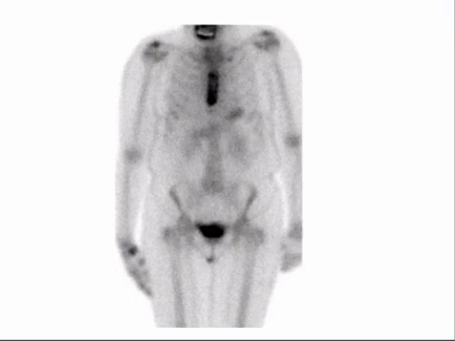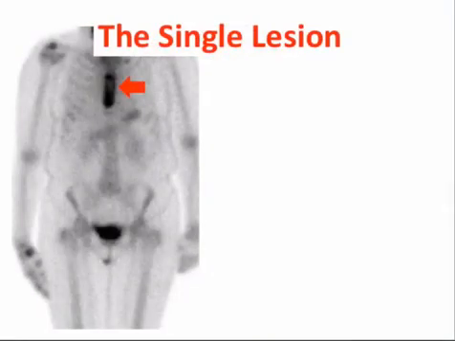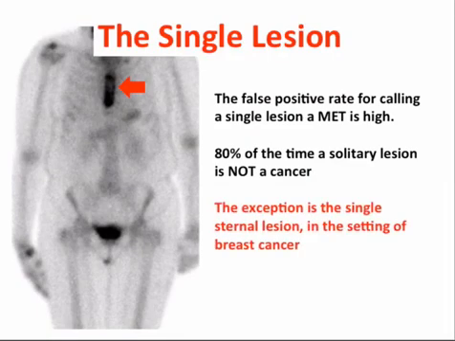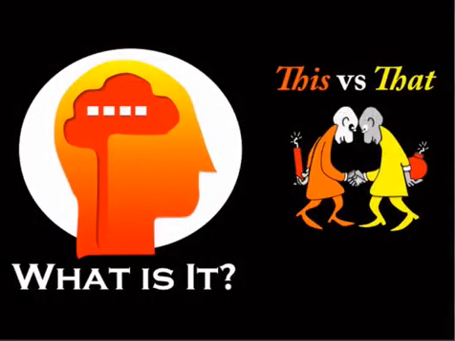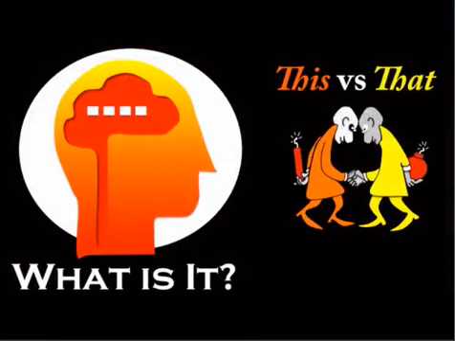Now there is one classic example, which is this. The sternal lesion in a patient with breast cancer: 80% of the time that's cancer. So that's the classic single lesion that actually is a cancer. Otherwise, the single lesion is usually not. Exception to a rule. There's your breast cancer. Unilateral soft tissue uptake: breast cancer.